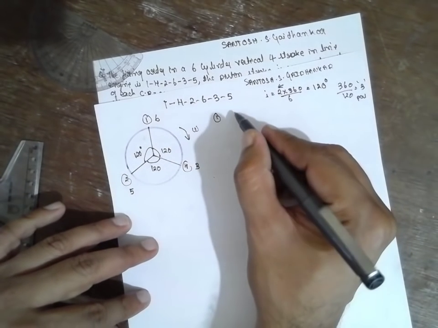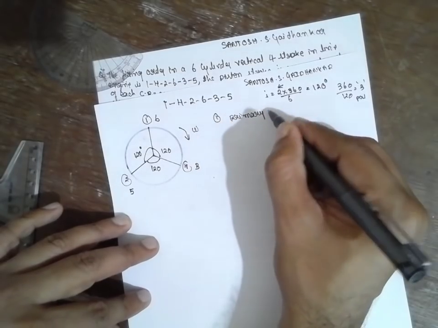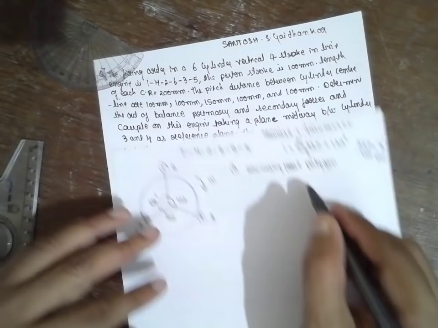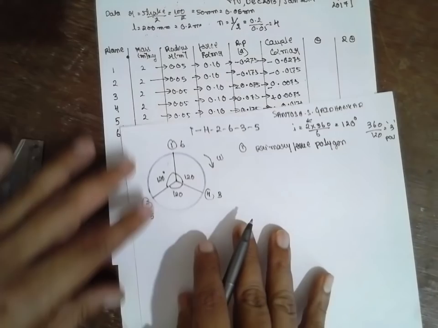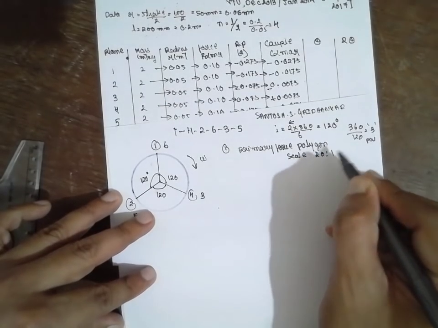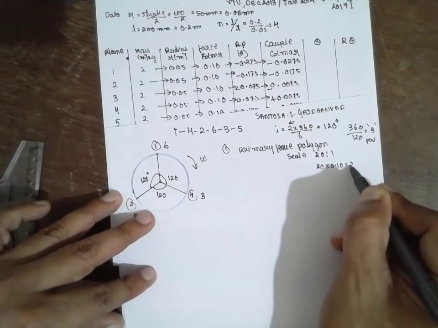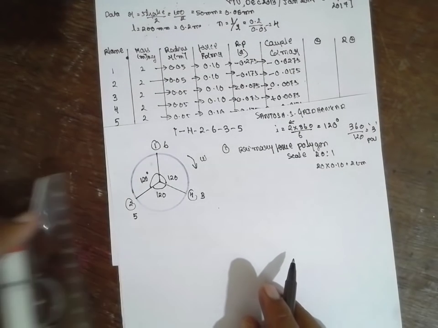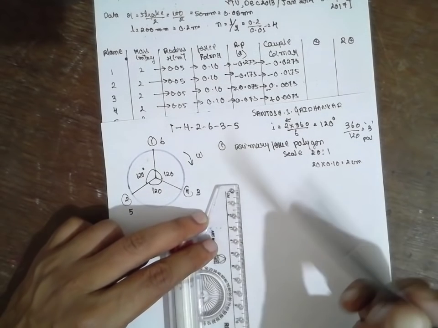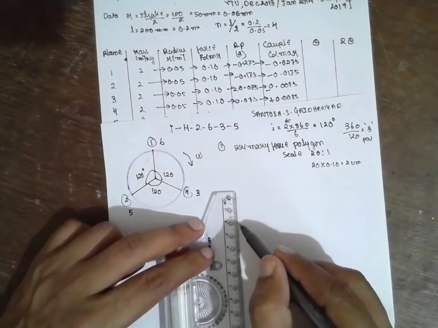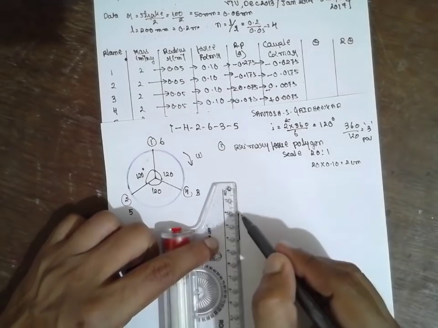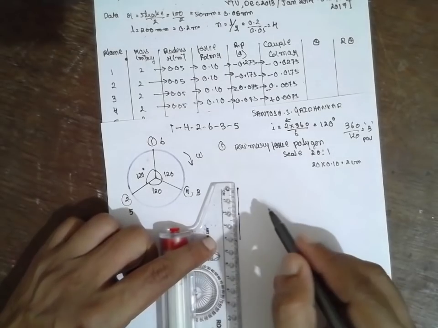Now I am drawing the primary force polygon. For the primary force polygon, I have to consider the primary force. I will consider the scale: 20 raised to 1, that is 20 into 0.10, which is nothing but 2 centimeter. Now this is a positive value. First I will go for 1 and 6. For 1, positive value, therefore the arrow will be upward for 2 centimeter. Again, 6 will be in the same direction, 2 centimeter.